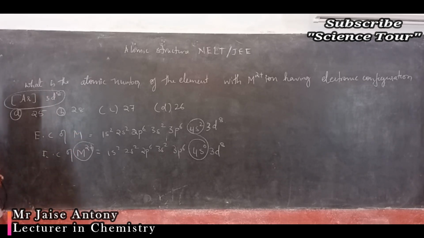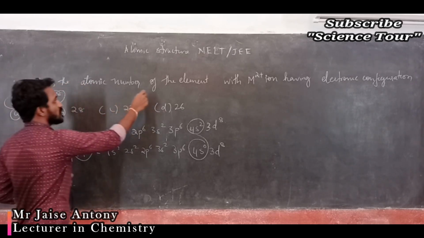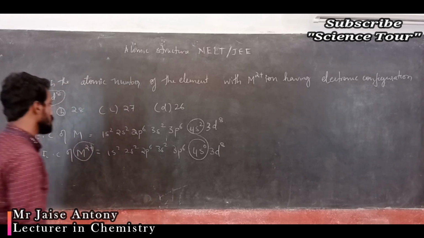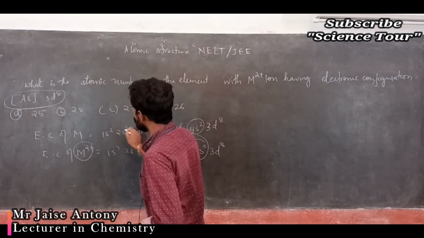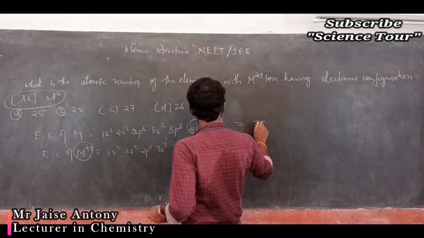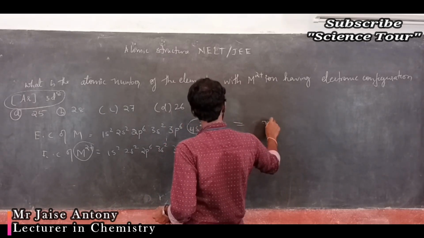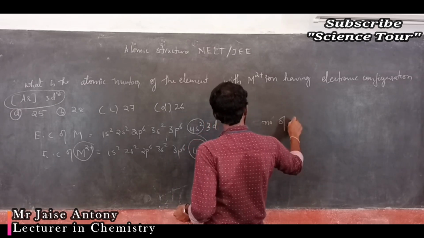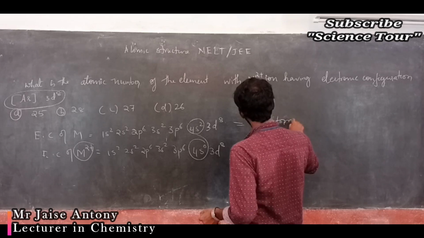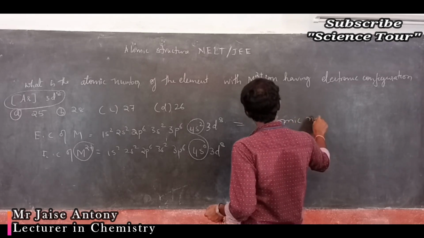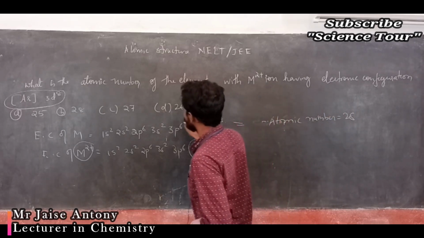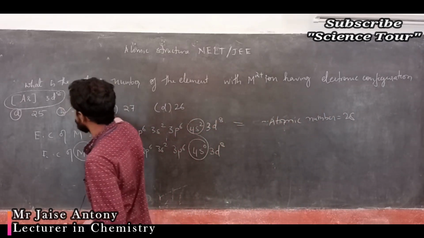So in the normal case, what is the atomic number of the element? You have to find out. Atomic number means the number of electrons is equal to the number of protons. 2, 4, 6, 8, 28. Z, the atomic number, is the number of electrons. So here 28 electrons are present. So 28 is the atomic number. Answer B is correct.